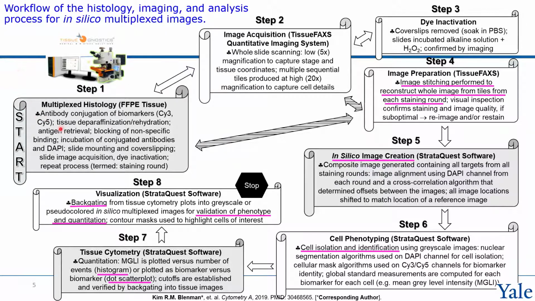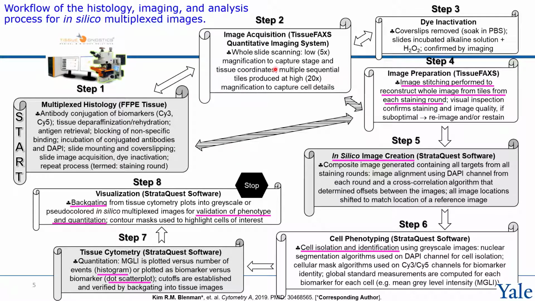So the first step in this process is to literally just do the multiplex histology, whatever is required for your multiplex sample analysis. The second step is to do image acquisition. And in our case, we actually do whole slide scanning.